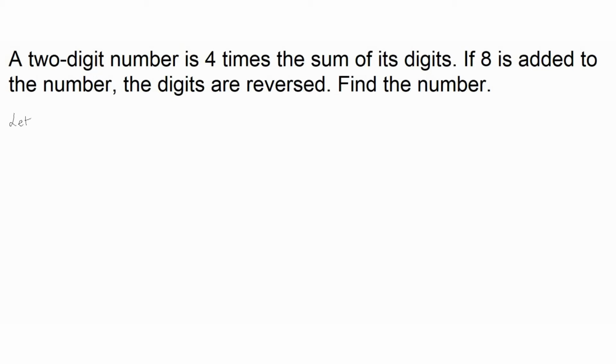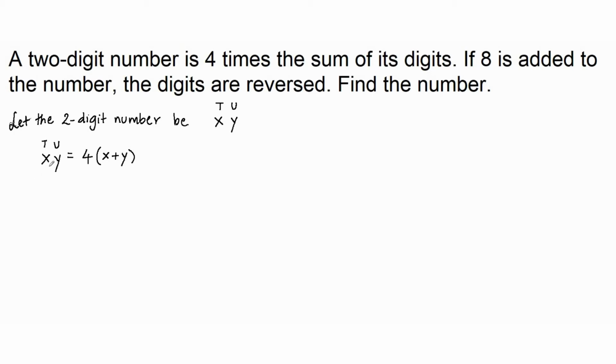I would start off saying that let the two-digit number be xy. So x is in the tens place and y is in the units place. A two-digit number is 4 times the sum of its digits. That means this number xy is 4 times the sum of its digits, so it is x plus y.